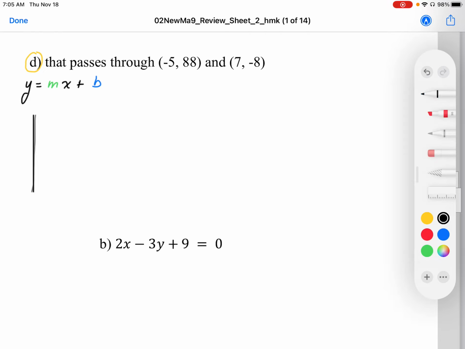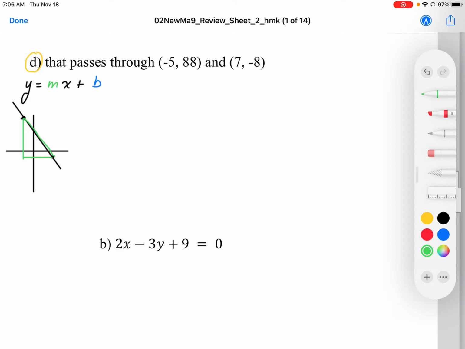Now, given those two coordinates, if I just sketch a quick graph here, what does it look like? Negative 5, 88, so way up here, 7, negative 8, maybe somewhere about here, and we have a straight line that passes through those points. So we need to find the slope and y-intercept of that line. Well, we're always going to start with slope.